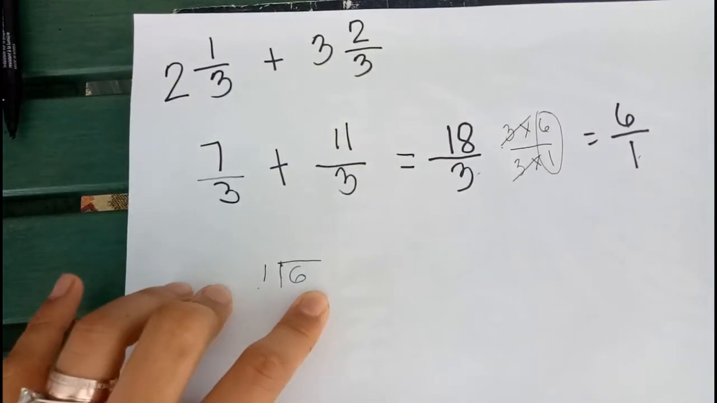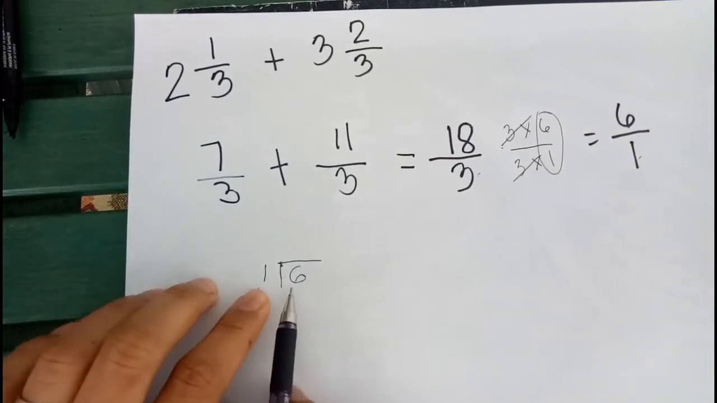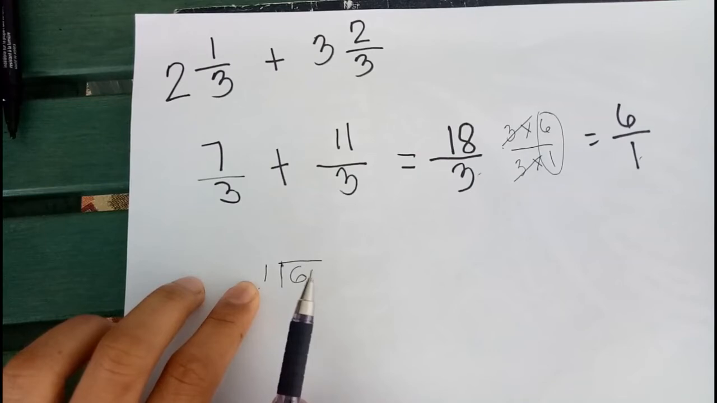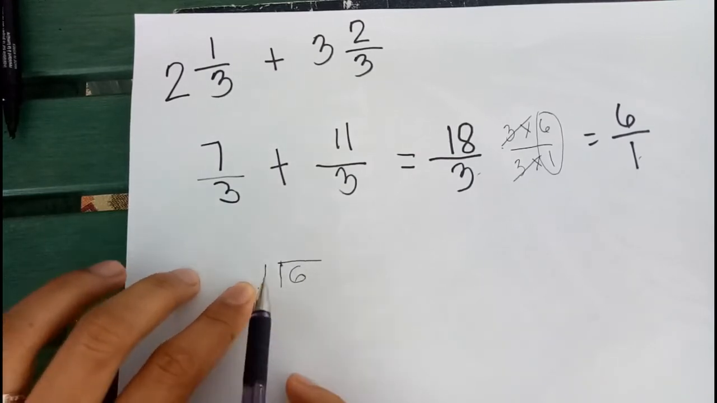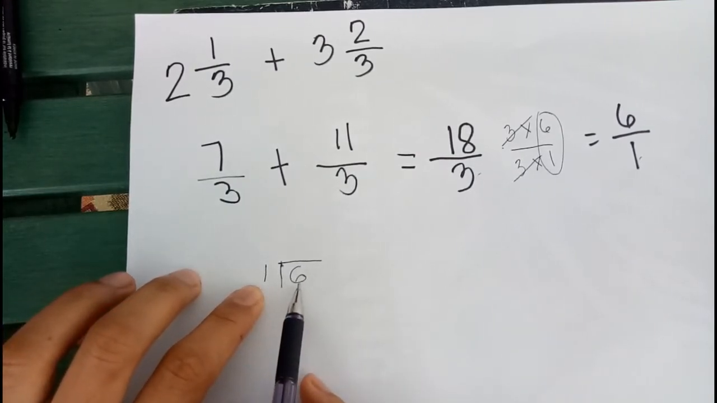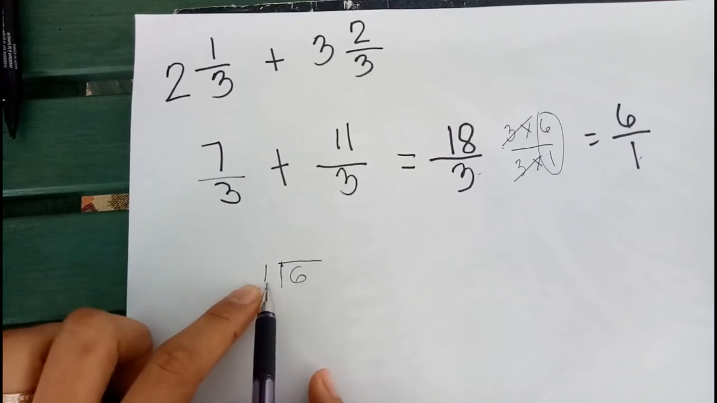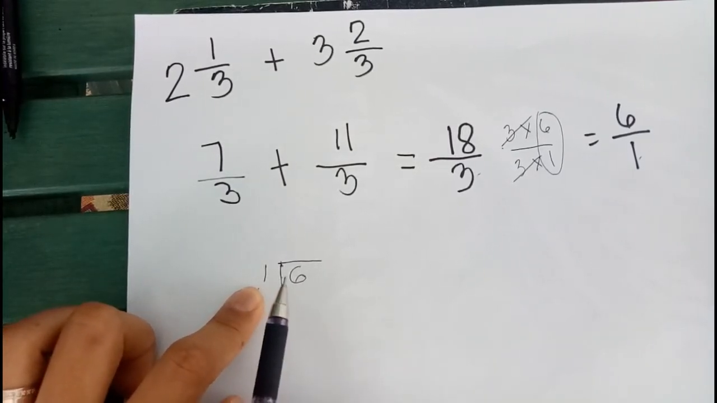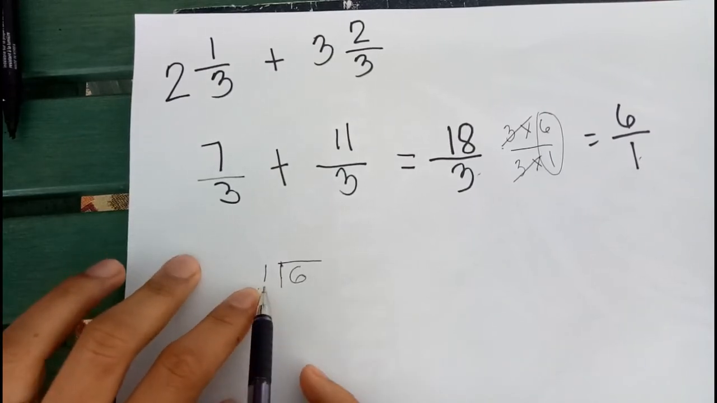Again, don't use a decimal point here because 6 is bigger than your divisor outside. So don't use a decimal point. Some of you are using it, but don't. Always think, is the inside number, the dividend, bigger than the divisor? If it is bigger, don't use a decimal point.